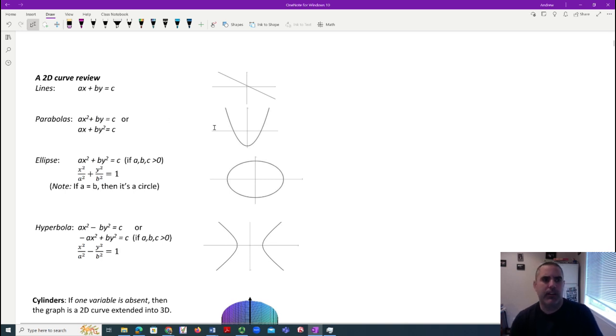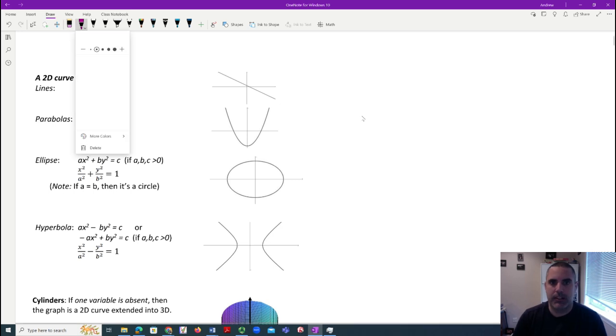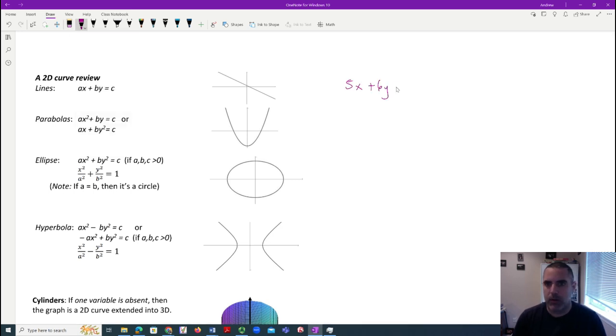So in 2D, I want to talk a little bit about form. Anything that looks like everything's to the first power is a line, even if it isn't in the y equals mx plus b form. This kind of helps set up what we're going to do in 3D. So if you're just given an x and y, and they're to the first power, it's a line.